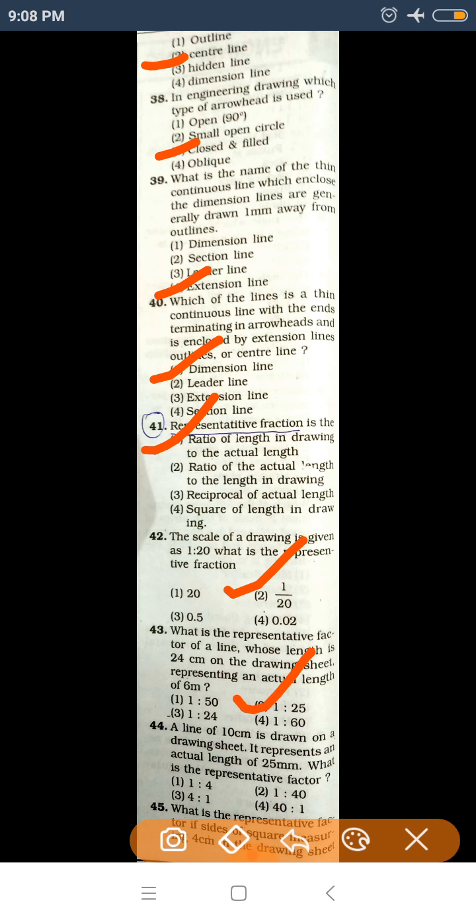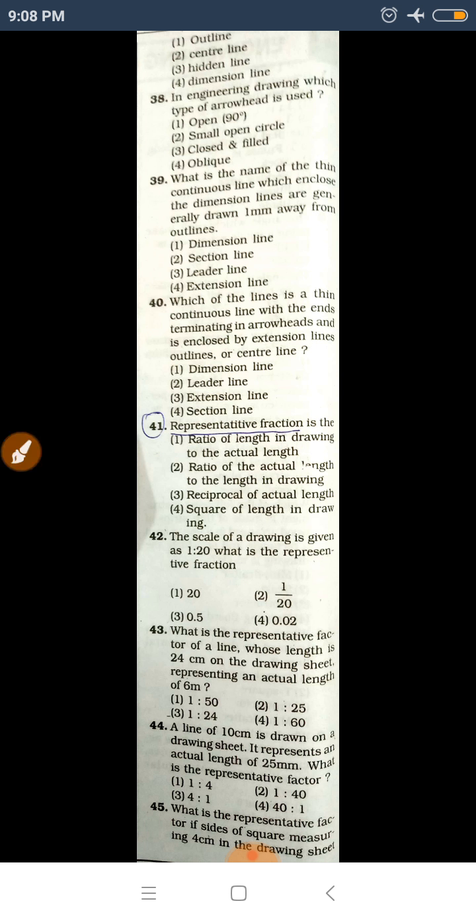A line of 10 cm is drawn on a drawing sheet. It represents an actual length 25 cm. What is the representative fraction? Same question. Answer will be 4:1.